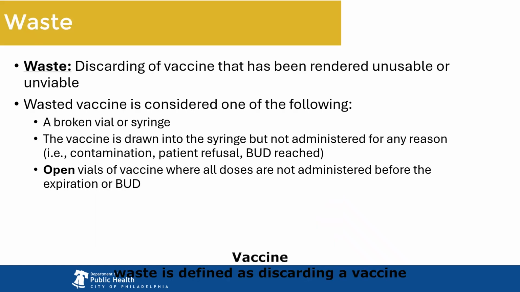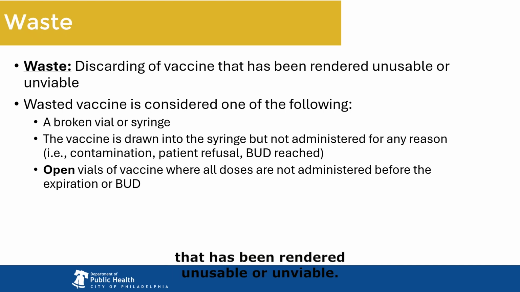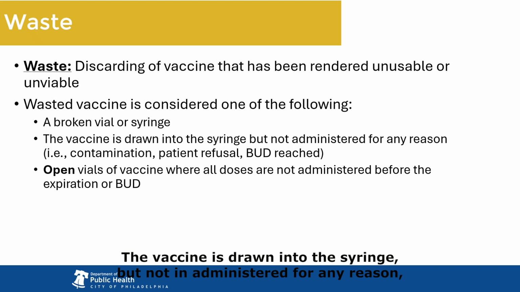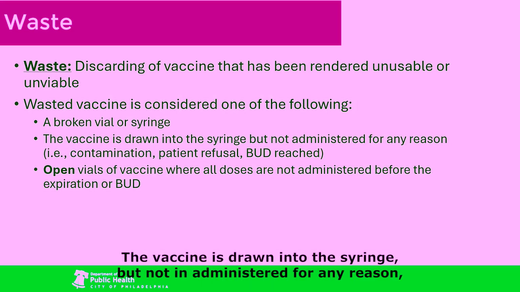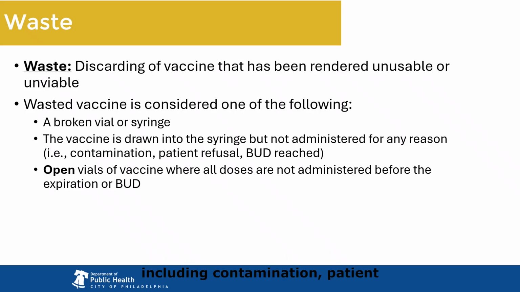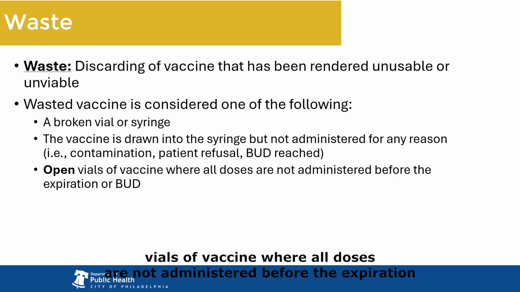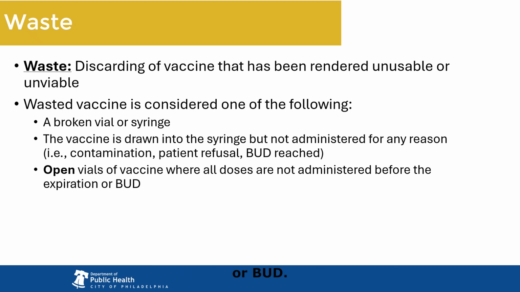Vaccine waste is defined as discarding a vaccine that has been rendered unusable or unviable. Wasted vaccine is considered one of the following: a broken vial or syringe, the vaccine is drawn into the syringe but not administered for any reason, including contamination, patient refusal, or the BUD has been reached, and open vials of vaccine where all doses are not administered before the expiration or BUD.